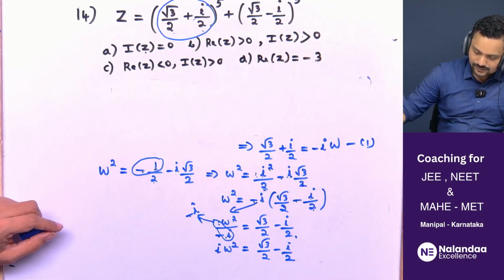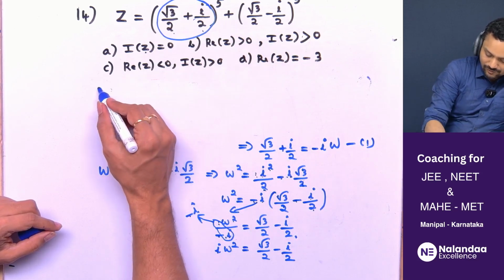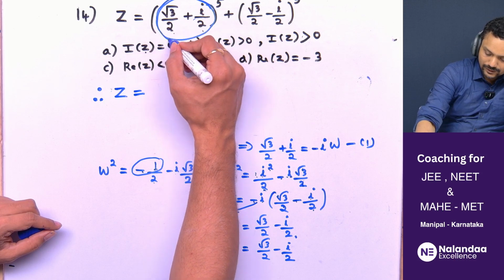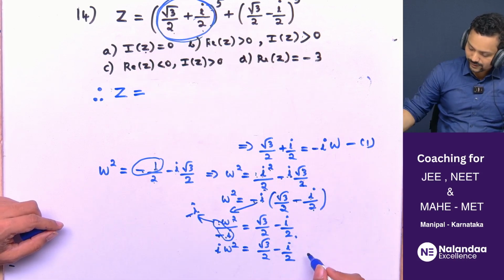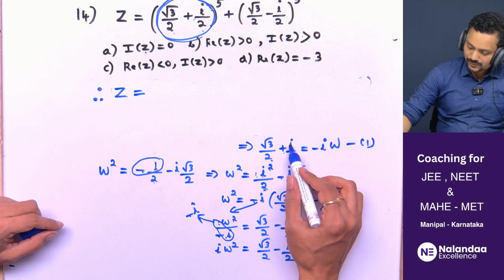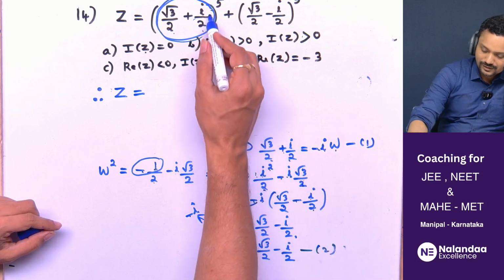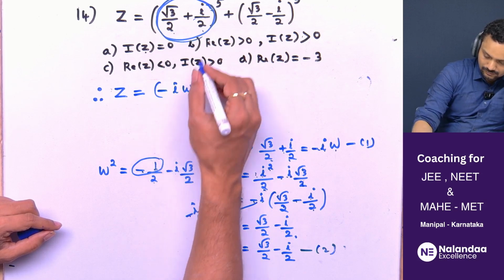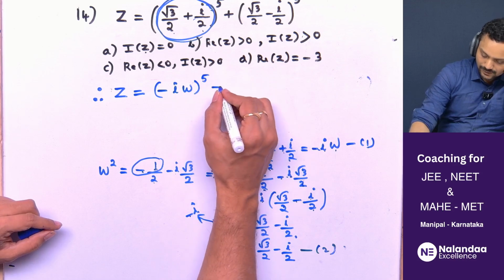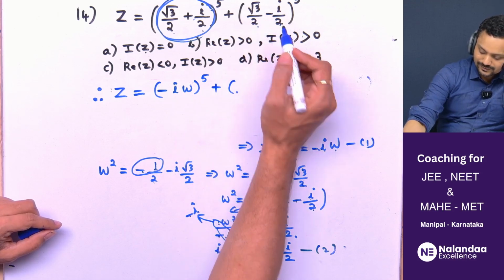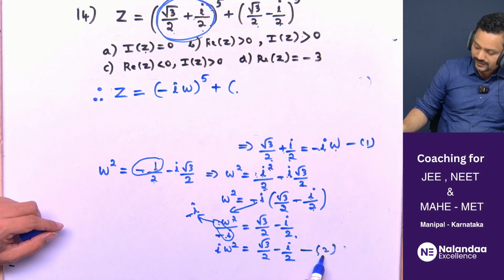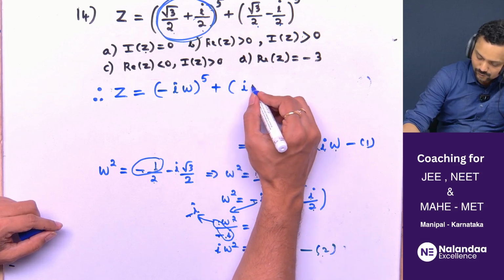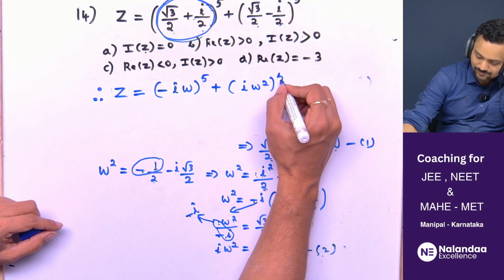So what I will do is, in the place of root 3, okay, so therefore, I will continue here, z is equal to, now root 3 by 2 plus i by 2, it is here, okay, we will call this as 2. Root 3 by 2 plus i by 2 is minus i omega. So therefore, this I can replace by minus i omega whole power 5 plus root 3 by 2 minus i by 2. It's here, equation number 2. Root 3 by 2 minus i by 2 is i omega square. So this is i omega square power 5.